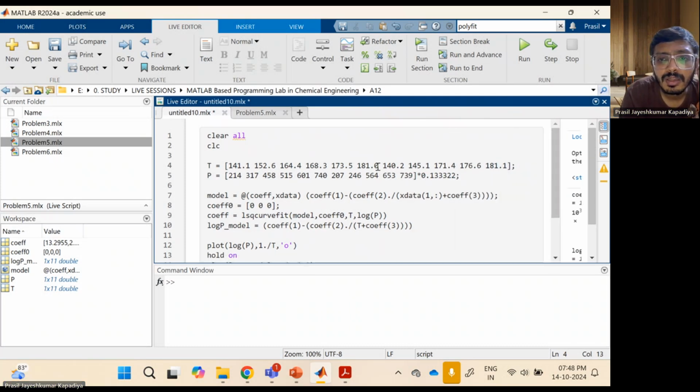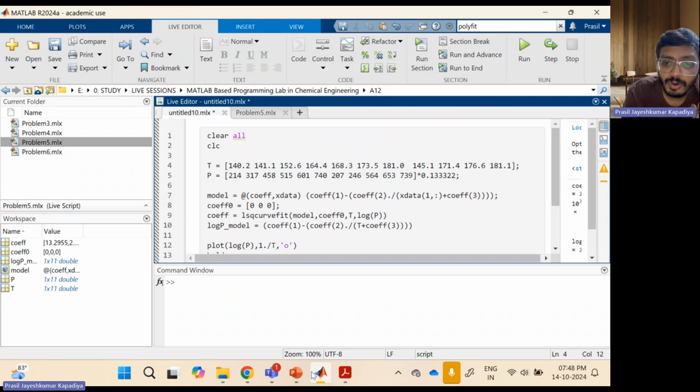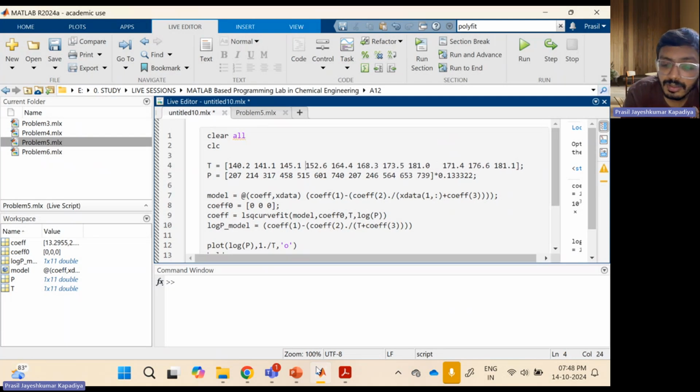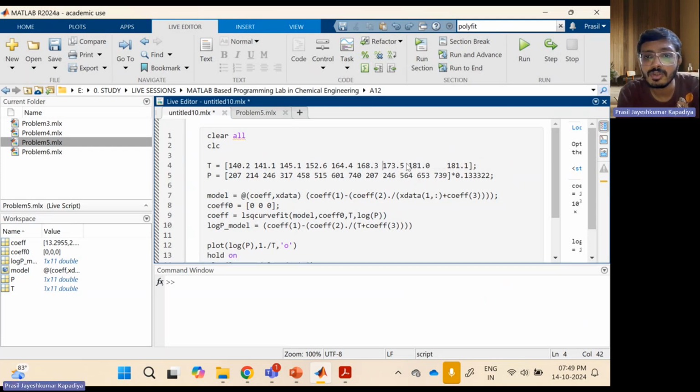141. So corresponding to 140.2, what is the value? 207. Then 141.1. Then this term 145.1. So what is corresponding to 145.1? That is 246. Okay, then till these 3 points, 171.4 and 176.6. Sorry, let's do it step by step.